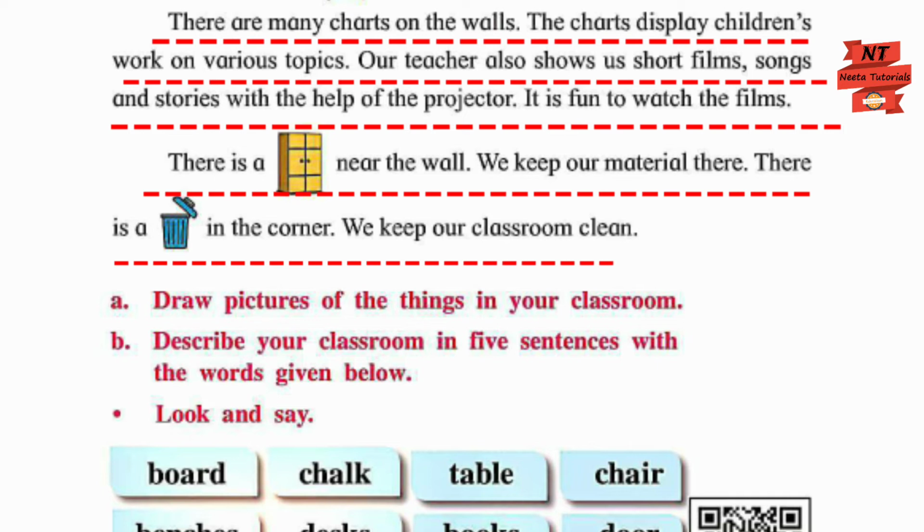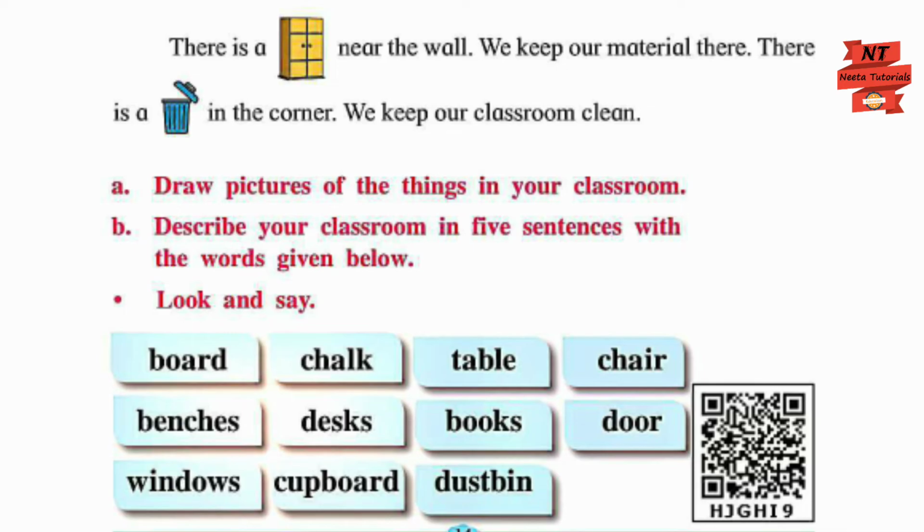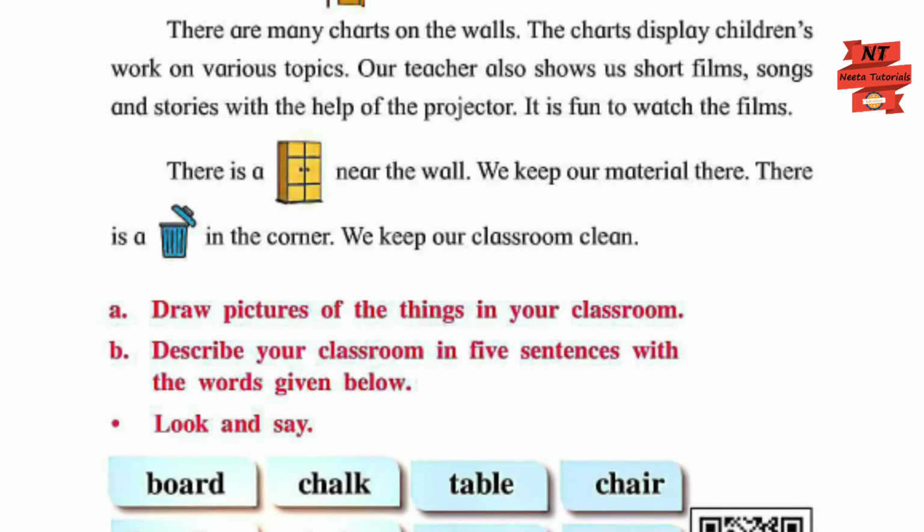Got it, children? Now while reading the passage, see that you pronounce the words correctly. Now the second part of the passage has many new words in it. You will underline the words and learn the spellings. So kindly do so. The first one, charts, display, various, topics, projector, stories, and one more, material. Okay.